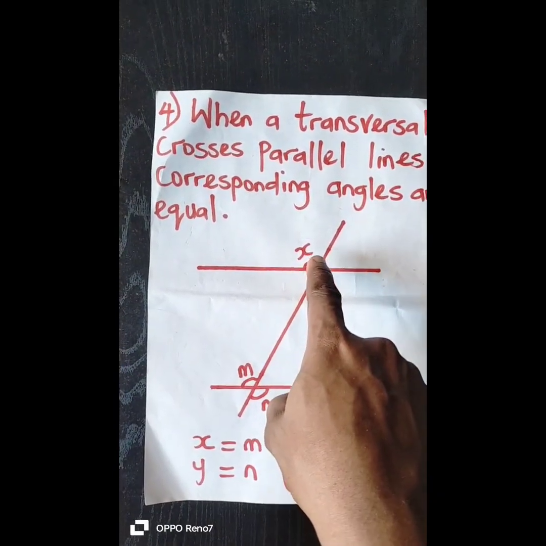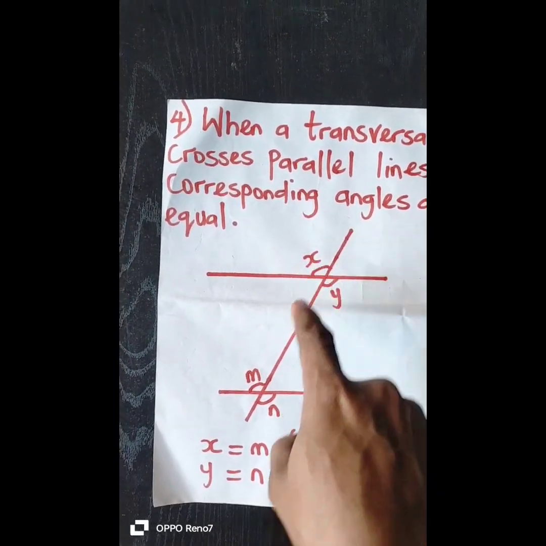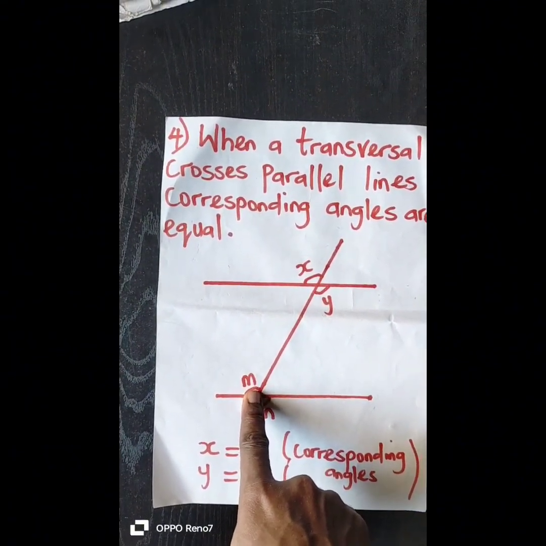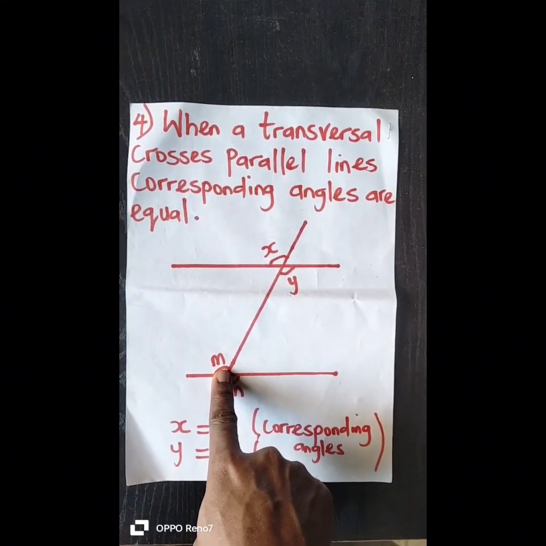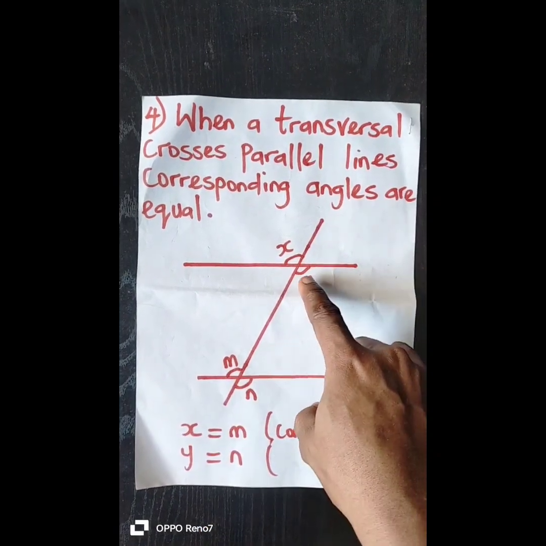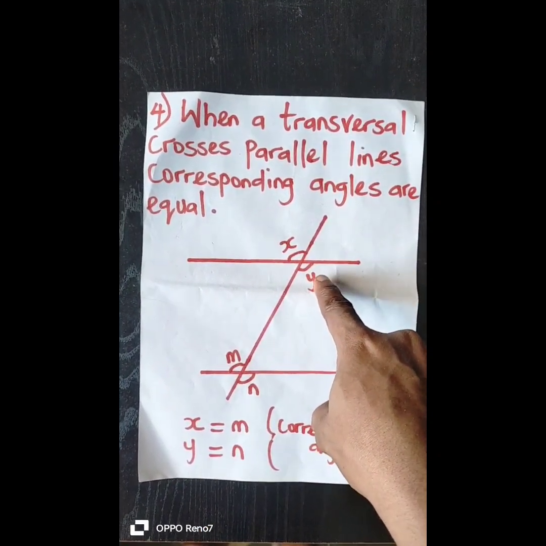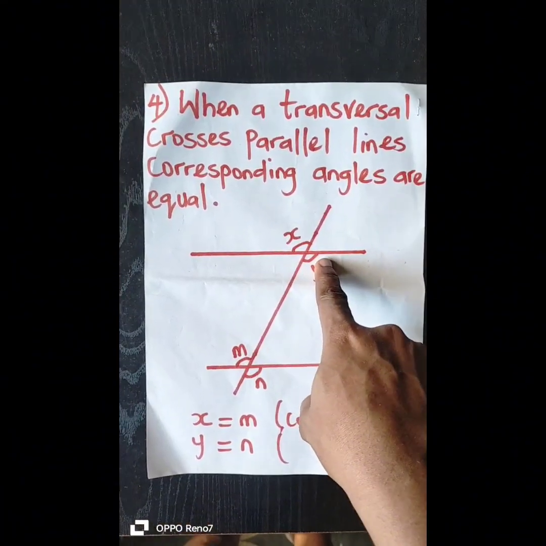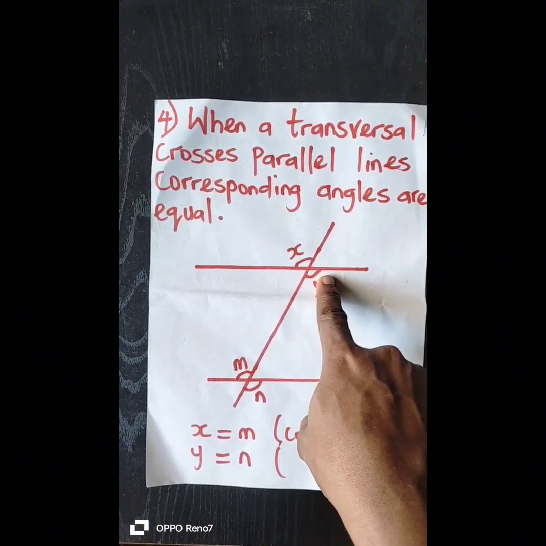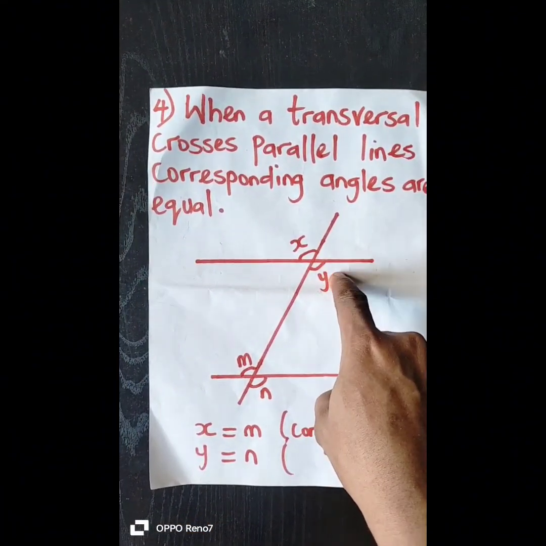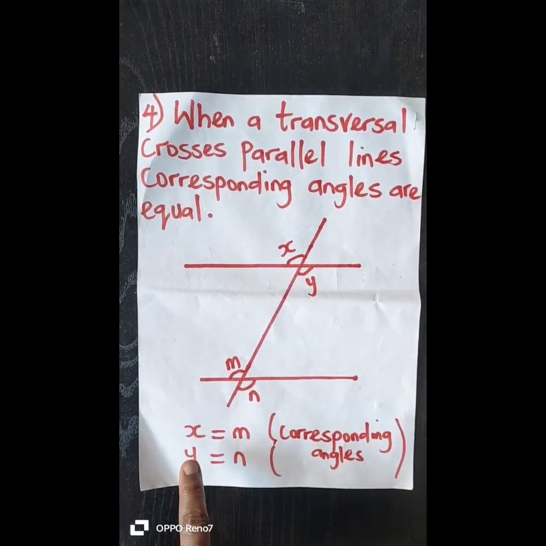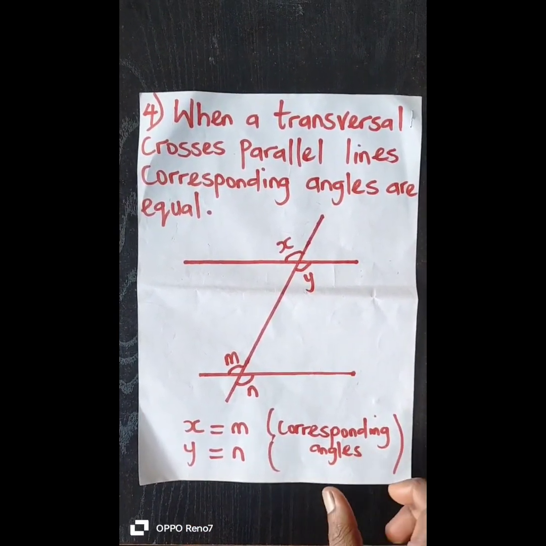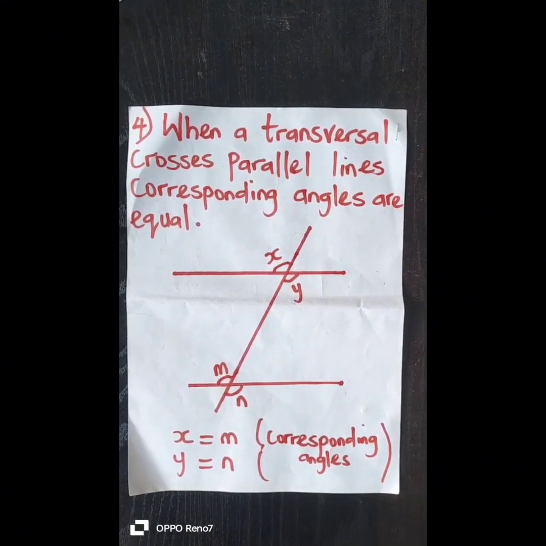Now if you look at this diagram very well, this angle and this angle, angle x and angle M, are said to be corresponding angles, and they are also said to be equal. In the same way, y and n, which are in the same relative position, are said to be equal also. Y is equal to n, and they are said to be corresponding angles, and they are said to be equal.